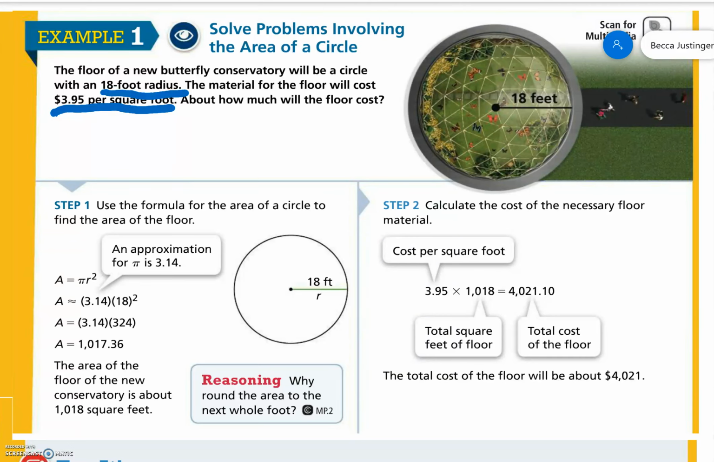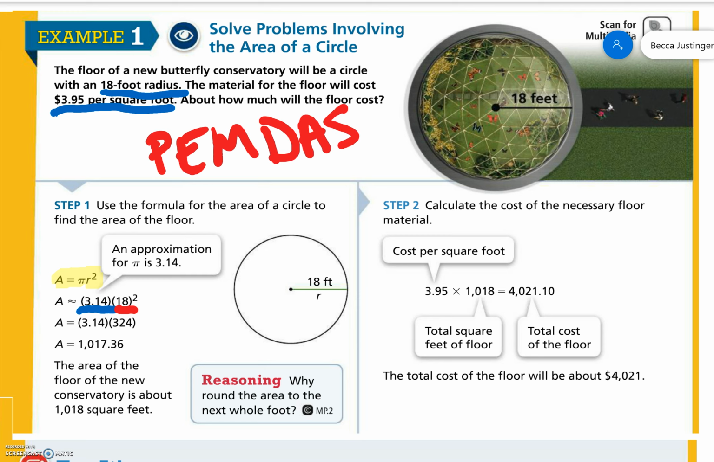First, we have to find the area. So we're going to use our apple pies r squared. Area equals pi r squared. Plug in 3.14 for pi. Plug in 18 for the radius. Following the steps of PEMDAS, we don't have any parentheses, but we do have an exponent. So the first step is to do 18 squared, which gives us 324, and then we multiply. So the area of the floor of the new conservatory is about 1,018 square feet.